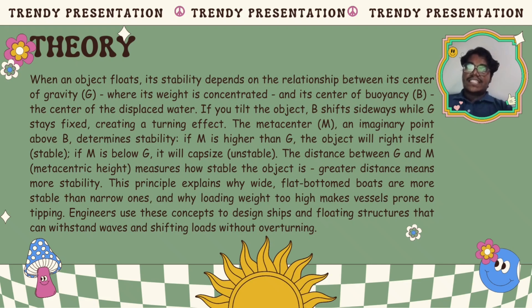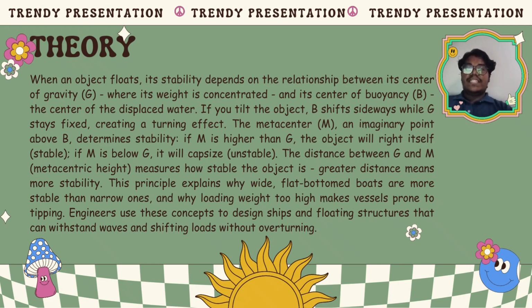Now we will be looking at the theory. When an object floats, its stability depends on the relationship between its center of gravity, G, where its weight is concentrated, and its center of buoyancy, B, the center of the displaced water. If you tilt the object, B shifts sideways, while G stays fixed, creating a turning effect. The metacenter M, an imaginary point above buoyancy, determines stability. If the metacenter is higher than gravity, the object will right itself, stable. If the metacenter is below gravity, it will capsize, unstable.